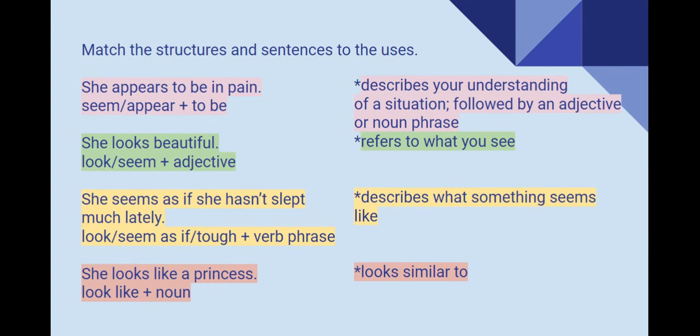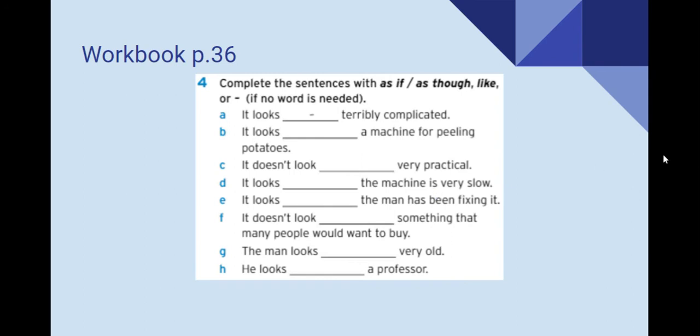Okay, let's continue. Let's go to our workbook page 36, please. Exercise number 4. Here we're going to complete the sentences with as if or as though, like or a dash if we don't need a word. We already have letter A. It looks terribly complicated. We have an adjective, we don't need it to interpret anything here. Nothing. It looks a machine for peeling potatoes.